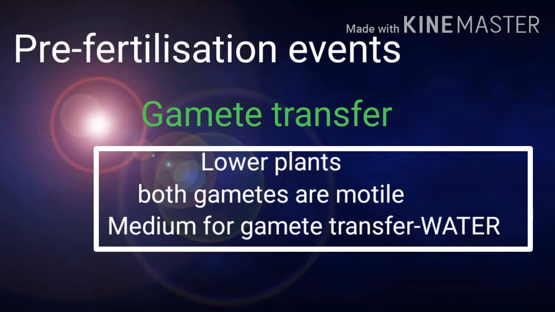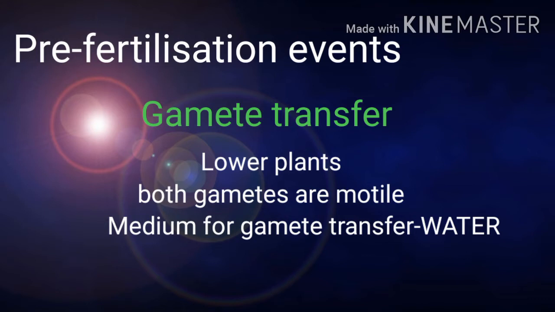Next step in pre-fertilization events is gamete transfer. Once the gametes are formed, they should get transferred, right? From the male body to the female body, and only then will fertilization happen. Now, how does it happen?